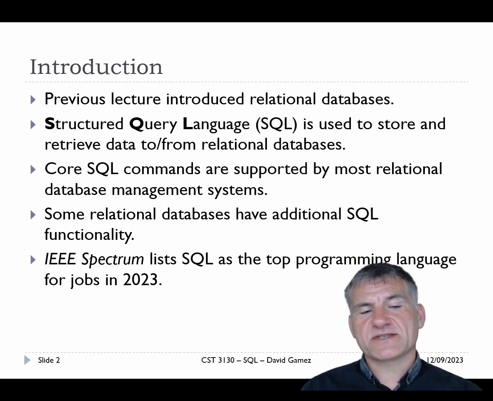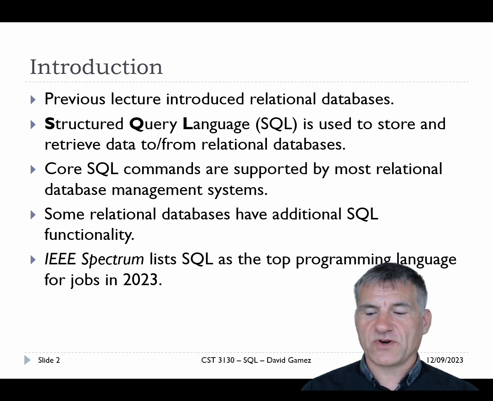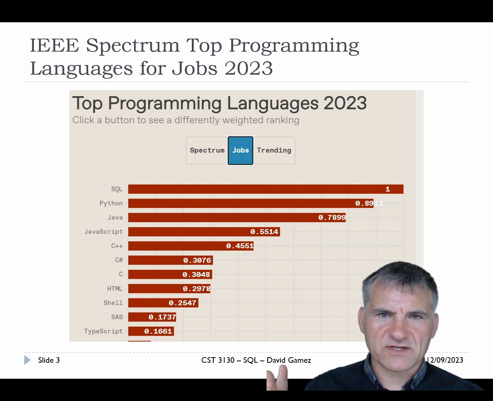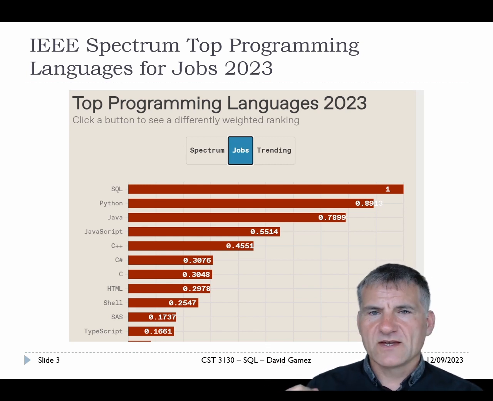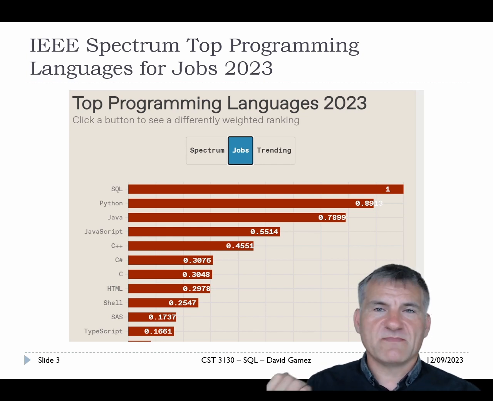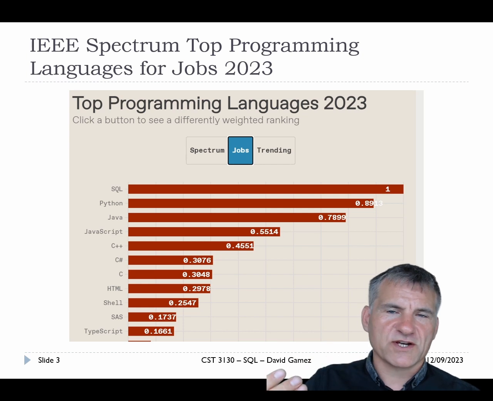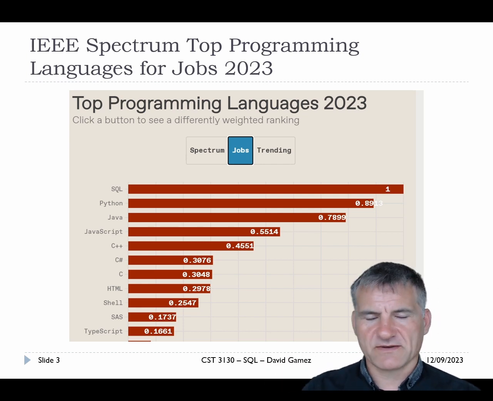Interestingly, I came across this IEEE Spectrum list of top programming languages yesterday, 2023, and it turns out that SQL is regarded as one of the top programming languages for jobs at least. Although they qualified that by saying, if you're a master of SQL, great, but what they really want is to see you able to use SQL in conjunction with something like Java, JavaScript, Python, and so forth.